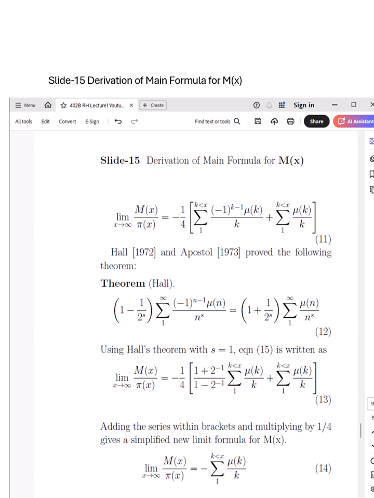By rearranging Hall's equation with s equals 1, we can rewrite equation 11 as shown in equation 13. Adding the series within brackets and multiplying by 1/4 gives the new limit formula for M of x in equation 14.